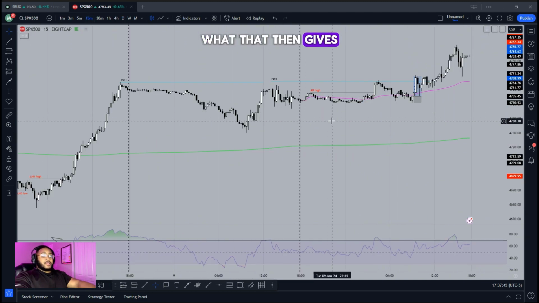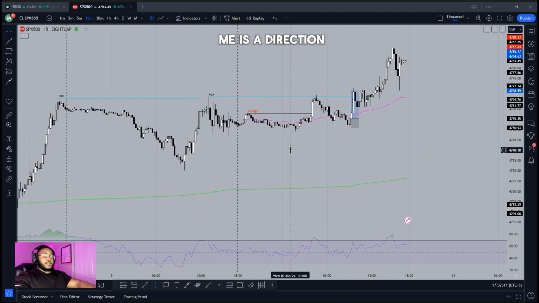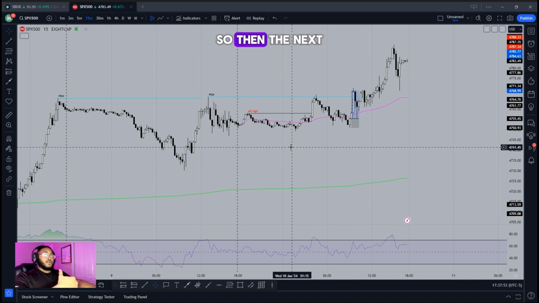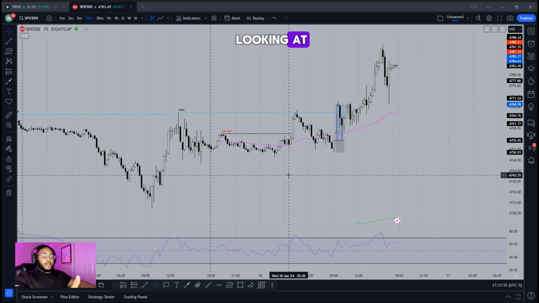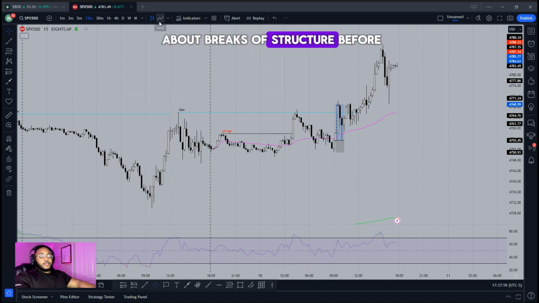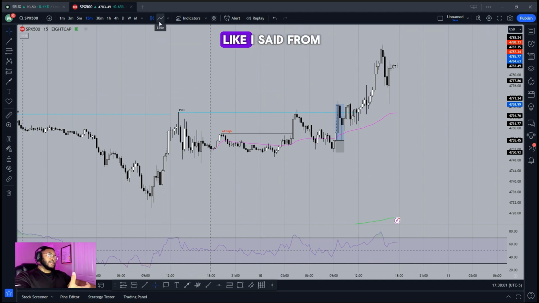What that then gives me is a direction, or a probable direction, right? So then the next thing that I'm typically looking at are breaks of structure. I know I've talked about breaks of structure before, and more or less, like I said, from my experienced traders, you guys know exactly what I'm talking about.